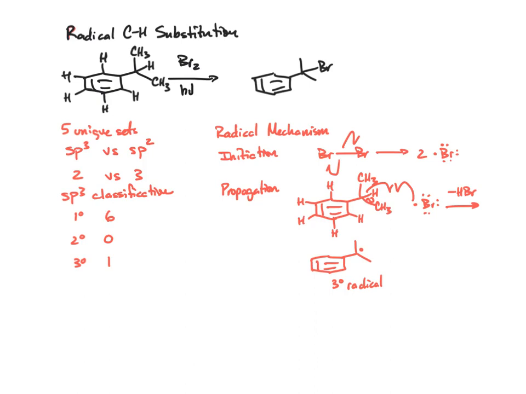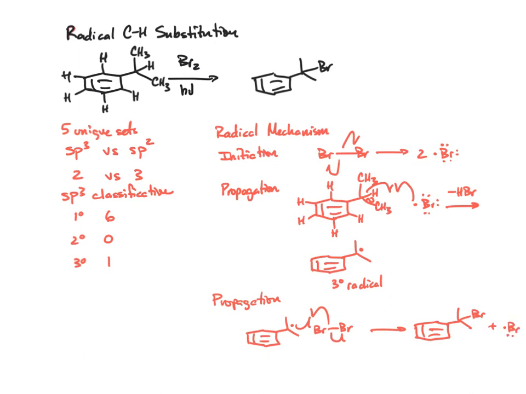So now in the next propagation step, that tertiary radical reacts with the bromine to form the product. And then most importantly, the propagating radical.